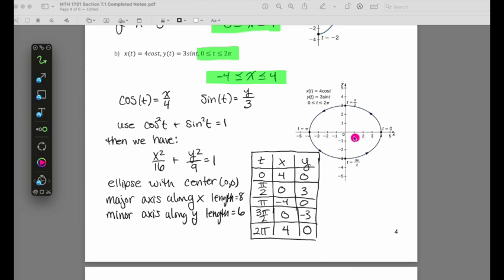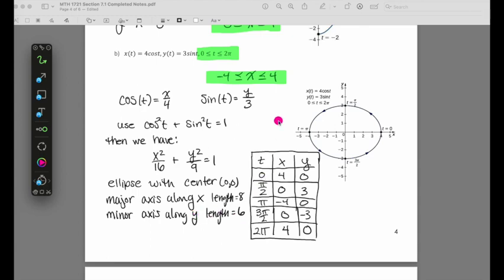This is just a quick review of ellipses. When I take the square root of this to find the length from the center out for the minor axis, that's going to be 3 out this way and 3 out this way, which gives me a total length of the whole minor axis as 6.